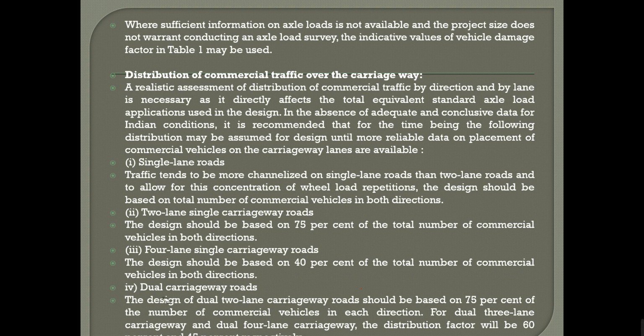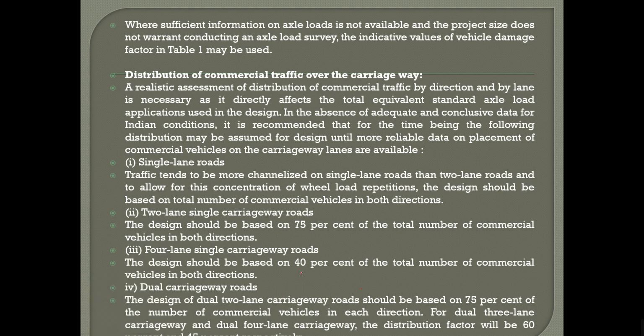But what about dual carriageway roads? The design of dual two lane carriageway roads should be based on 75% of the number of commercial vehicles in each direction. Whatever I am reading is per the guidelines stated by the Indian Roads Congress. For dual three lane carriageway and dual four lane carriageway, the distribution factor will be 60% and 45% respectively. I would like to explain what dual carriageway means.